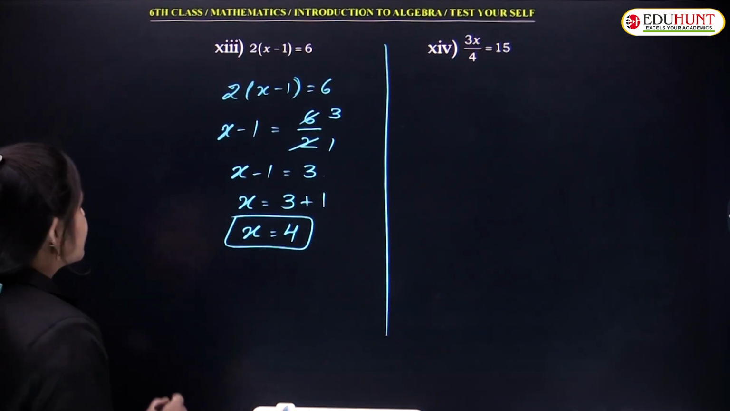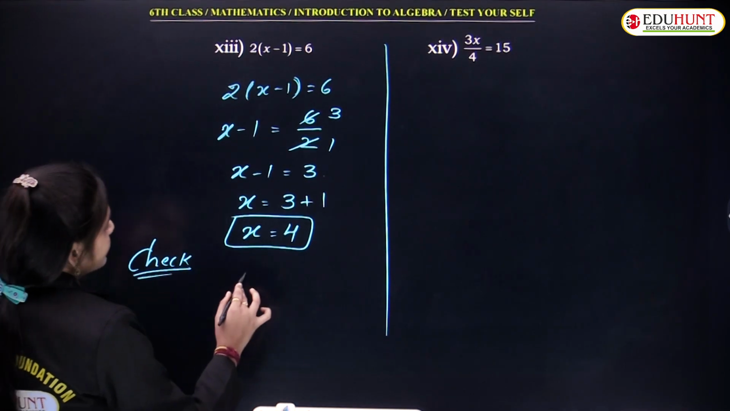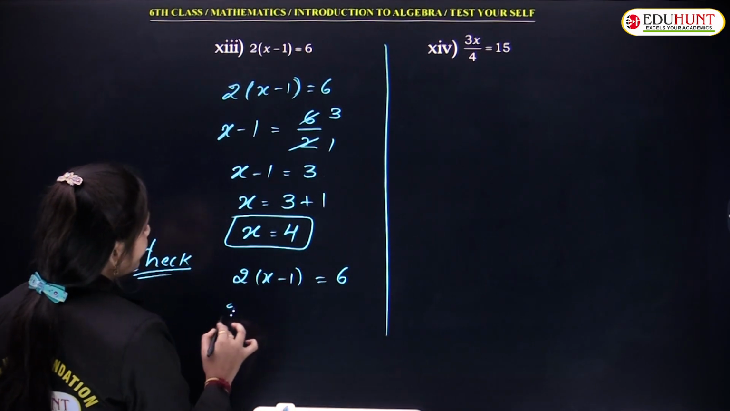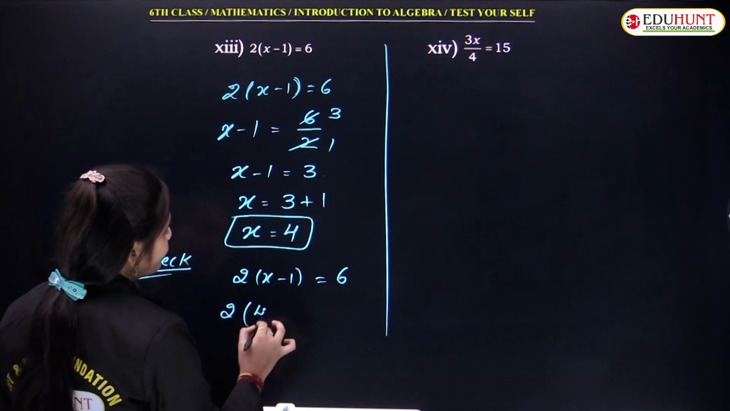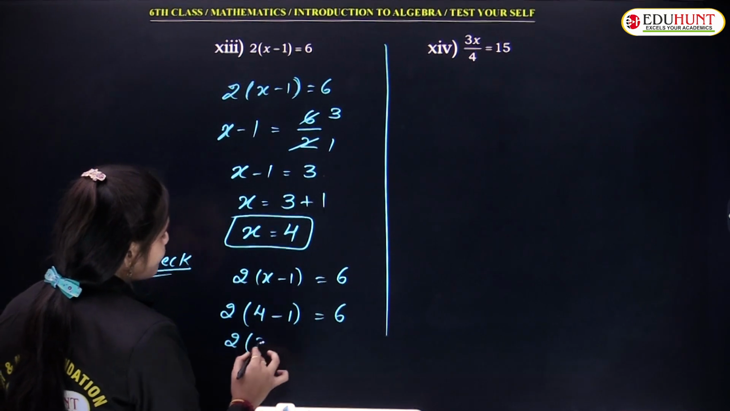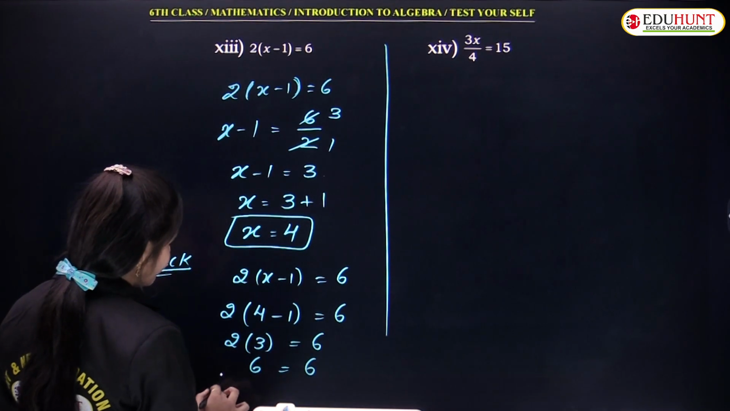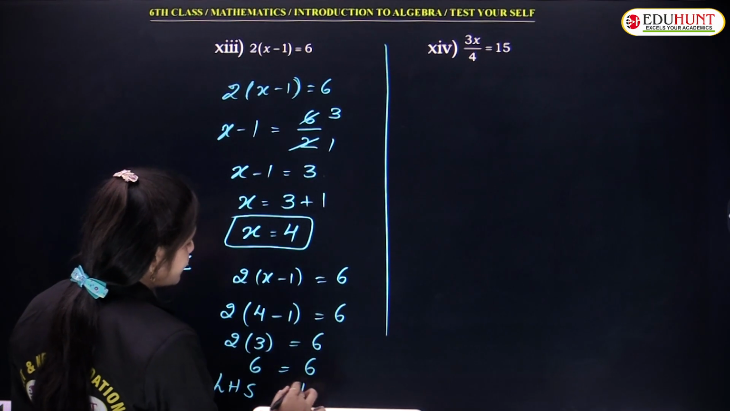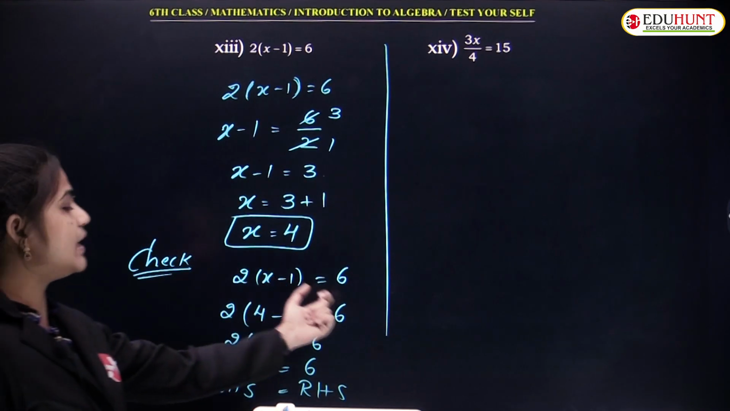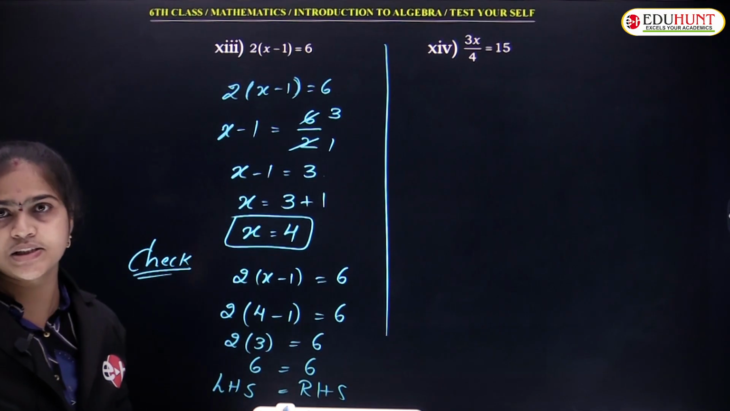Clear? Yes. Now the checking process, see that. Is it correct or not? See. 2 into x minus 1 is equal to 6. 2 into x, which is here 4 minus 1, is equal to 6. 2 into 4 minus 1 is 3. 2 threes are 6, is equal to 6. Finally here LHS is equal to RHS. We got the same values on the LHS side and the RHS side. That's why the value we got is correct.